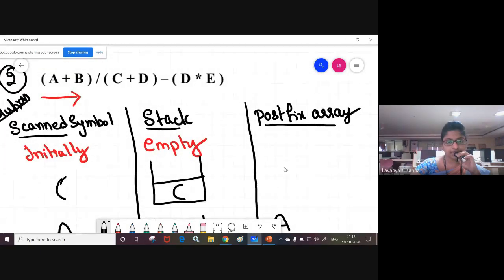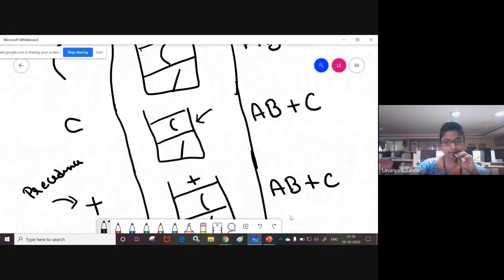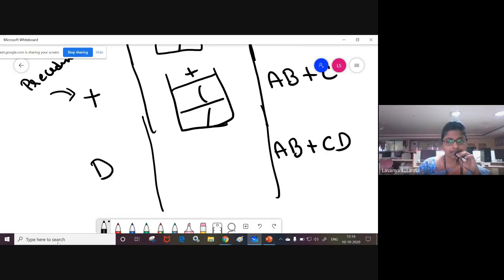Next is a D, right? Next scanned symbol is a D. Okay, let us see it. D is an operand, right? If you got operand, what you need to do? Just add it to the postfix array: A, B plus C, D. Add it to the postfix array. After adding, write down the stack as it is.